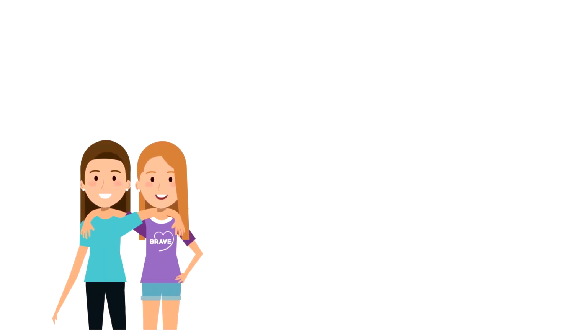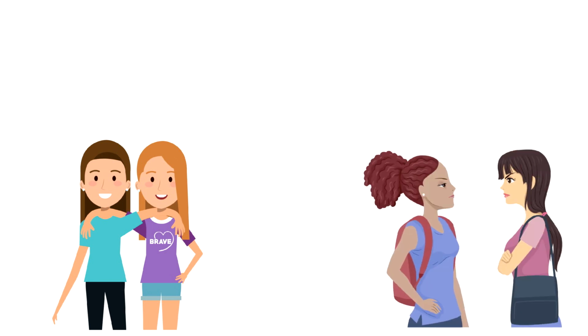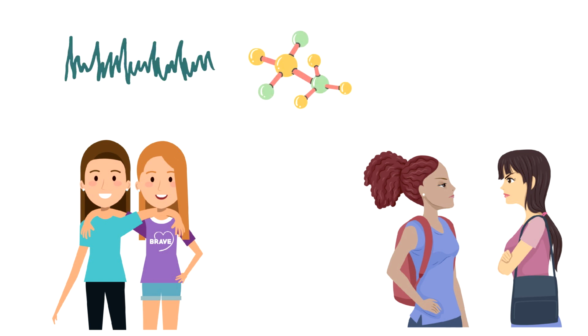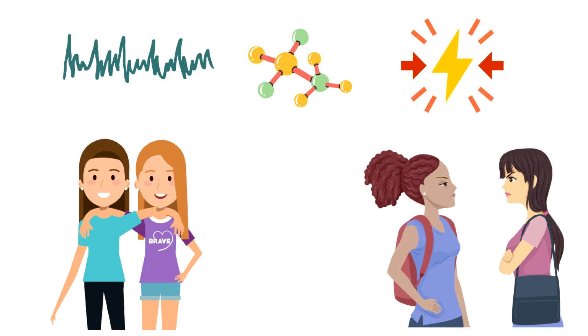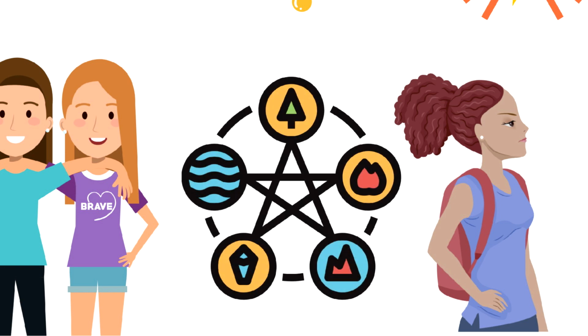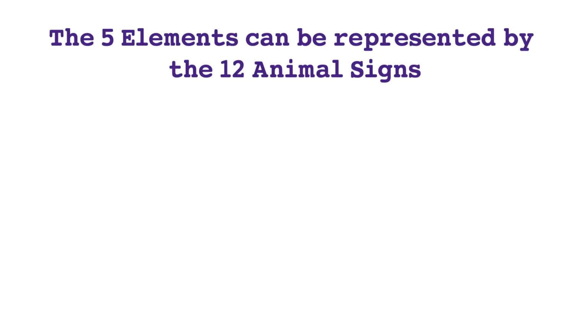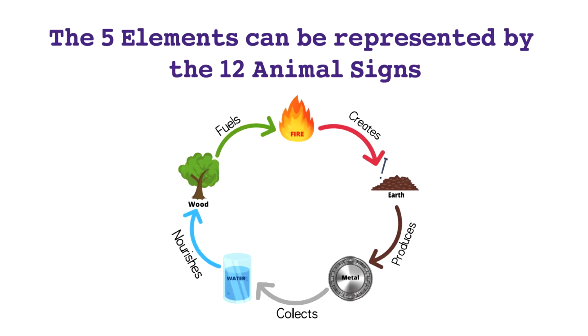Have you ever felt this way? You meet someone for the first time, you like this person, and you just want to be each other's friend. There are also times when you meet someone for the first time and you know you are very different people. Sometimes we call this wavelengths, or chemistry, or energy. Actually, it's the 5 elements in our body that make us feel the way we feel about each other. The 5 elements can be represented by the 12 animal signs.